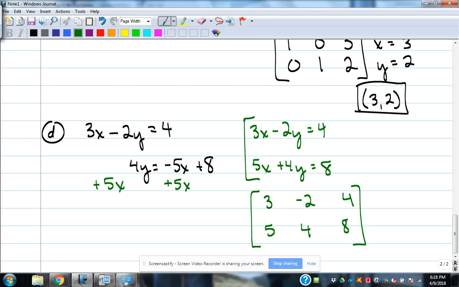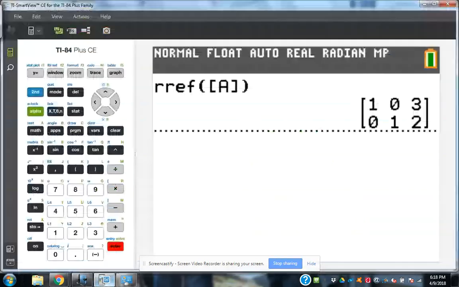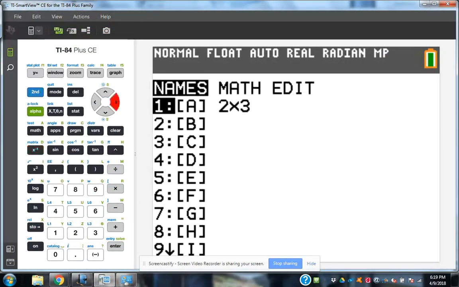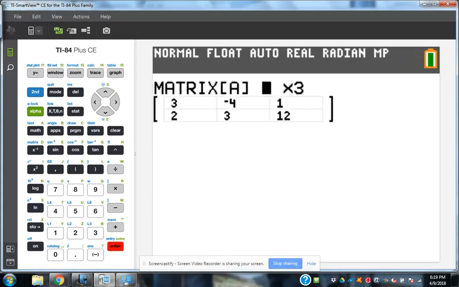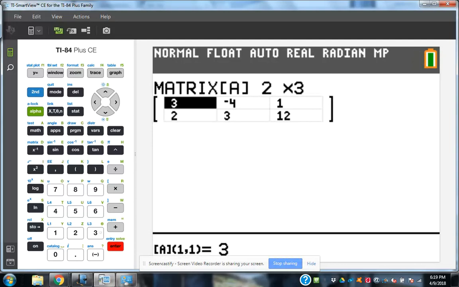3, negative 2, 4, 5, 4, 8. Again, I would go second matrix, go to edit. I'm going to use matrix A again because it's already the correct size. And then you just type over the top of whatever's already in there.